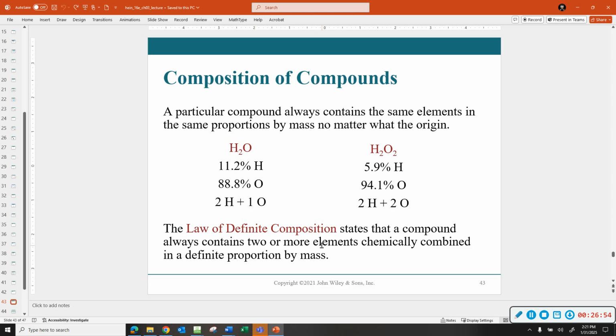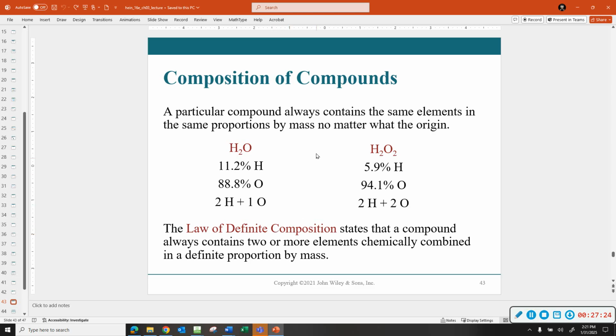So how do we calculate composition of compounds? Well, we know there's 2 hydrogens and 1 oxygen in water, and 2 hydrogens and 2 oxygens in hydrogen peroxide. Well, what we do is, it's a percent. It's part divided by whole times 100. So we have 3 atoms here, 2 of hydrogen and 1 of oxygen. 2 plus 1 is 3.